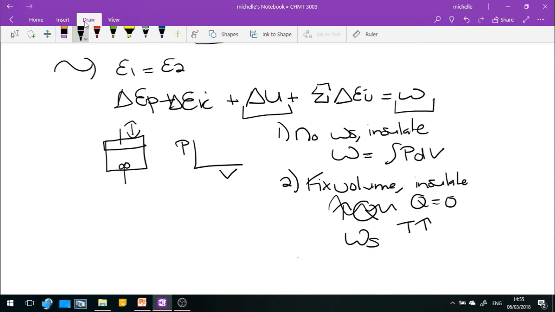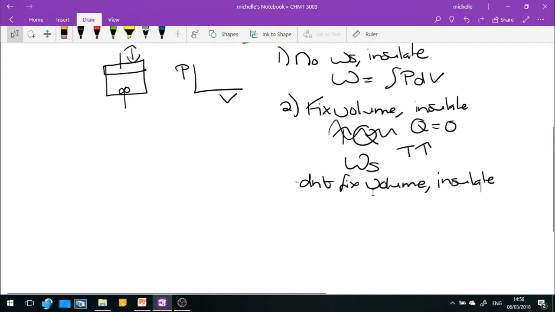But then maybe you don't fix the volume. You allow your piston to move up and down, and you insulate it. So Q is equal to 0, but you are still using your stirrer, and you move your piston. So it's still force over distance. You can either put in work through a stirrer, or you can put in work through a piston.